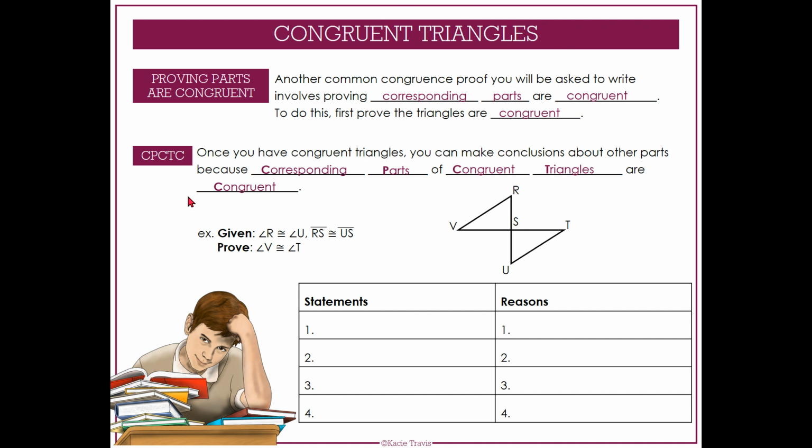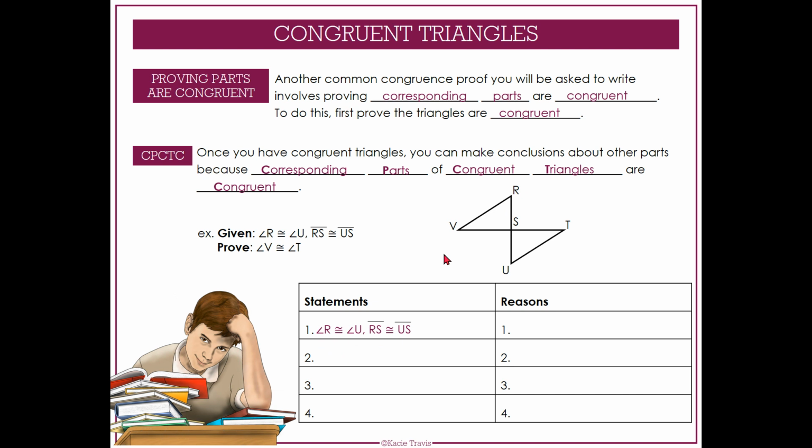So in this next proof, I do not give you that you are trying to prove that the triangles are congruent. We are trying to use the information about the triangles to say that these two angles, V and T, are congruent. So let's start off with what we know. We know that angle R is congruent to angle U. We know that RS is congruent to US. So RS is right here, US, that's right here. And angle R is over here, angle U is over here. So let's get into it.